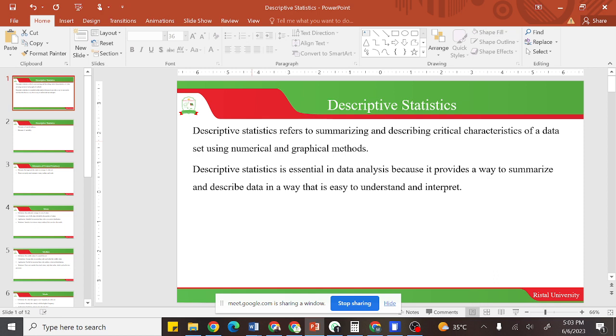So using descriptive statistics, you can get insights about the data set that you have. Descriptive statistics help us to summarize and even describe data sets such that we can easily understand it and make good conclusions about the data set.